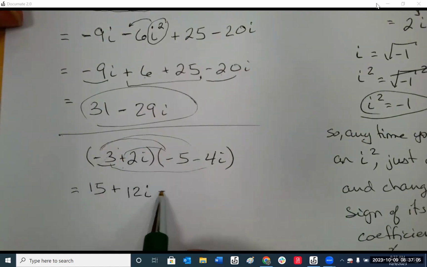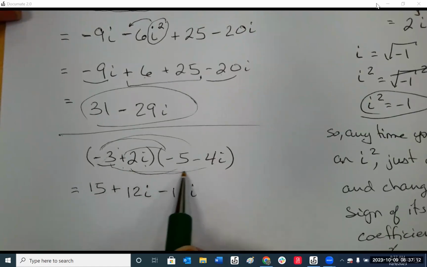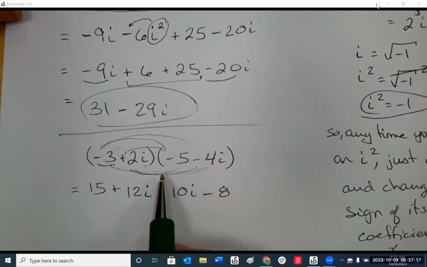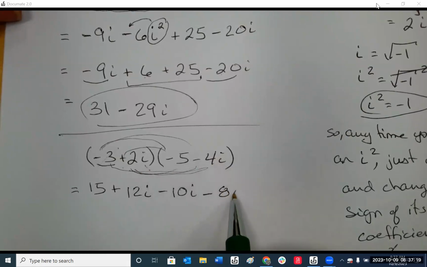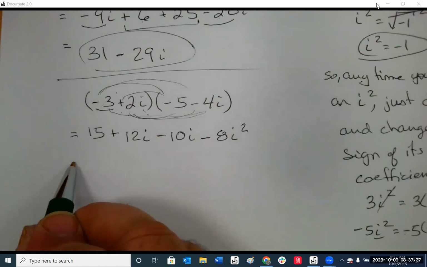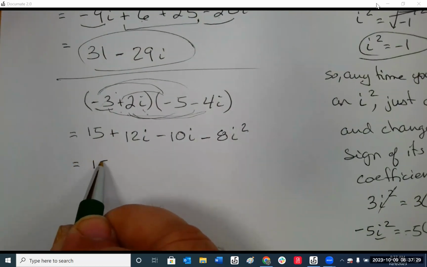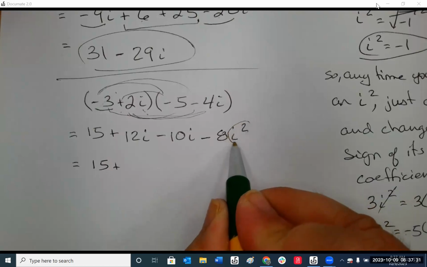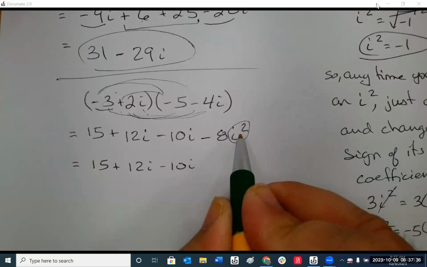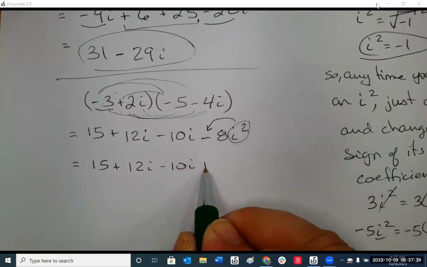Positive times negative is negative. 2 times 5 is 10i. Positive times negative is negative. 2 times 4 is 8. i times i is i squared. Order of operations, exponents first. We'll do that first. So that just changes that sign.